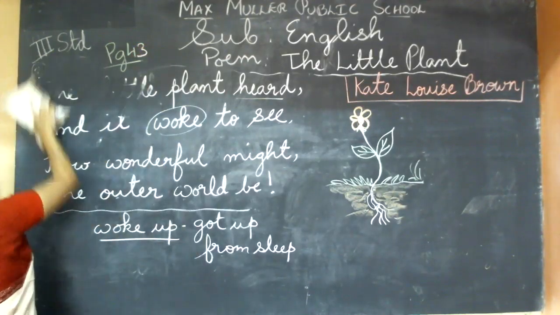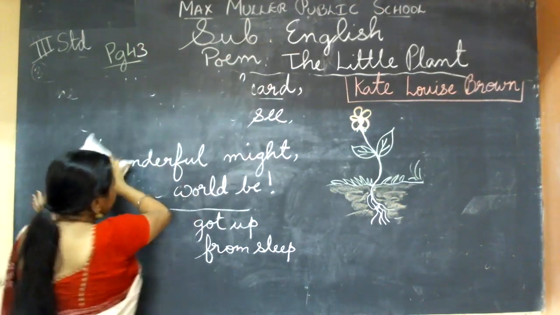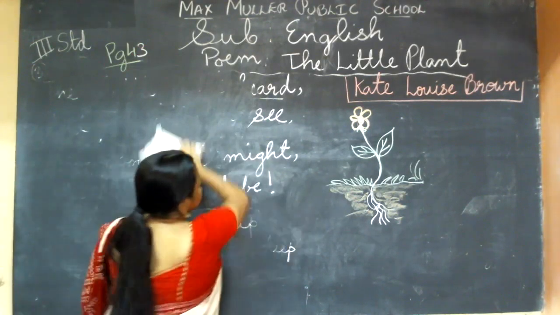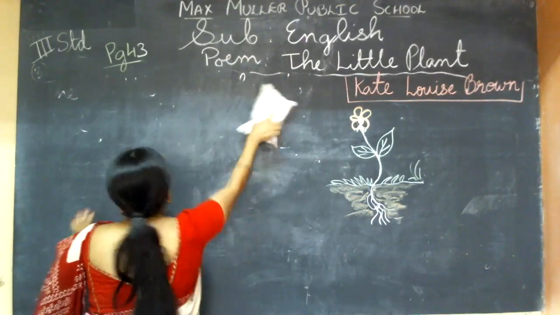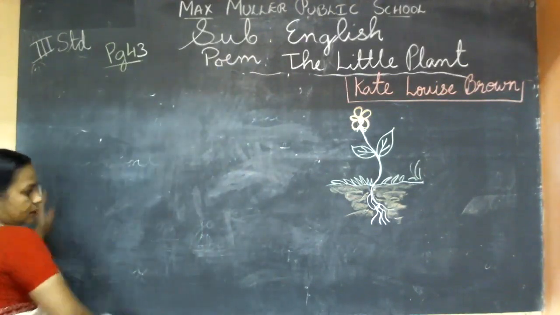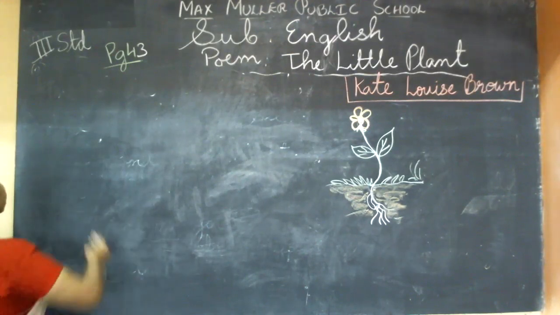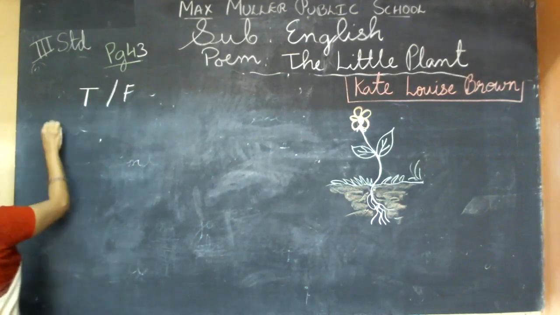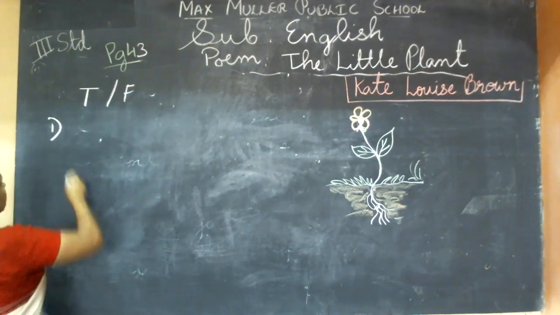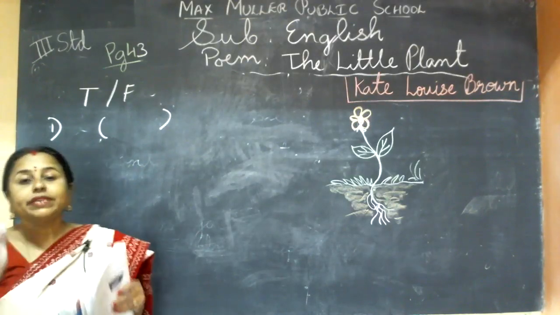This much I'll rub. You understood the poem, children. It's a very simple poem, but a beautiful poem. Exercise, now only we'll do. Page number 43. True or false, children? Now I'm doing true or false. Page number 43. So, the first one: the plant is asleep in the soil.